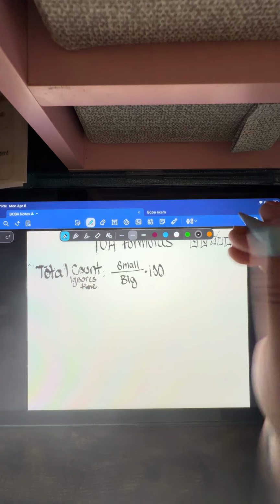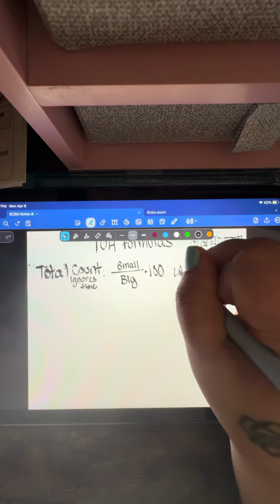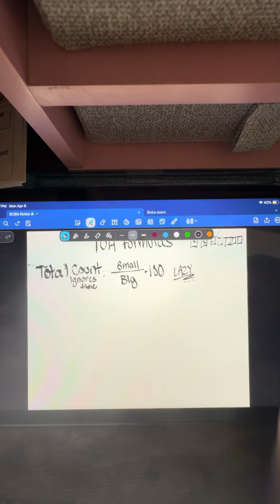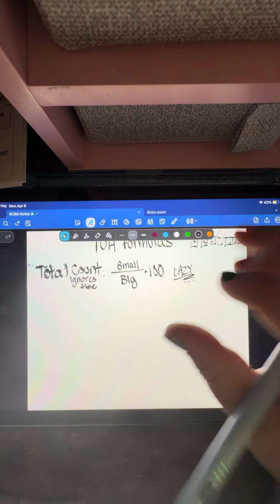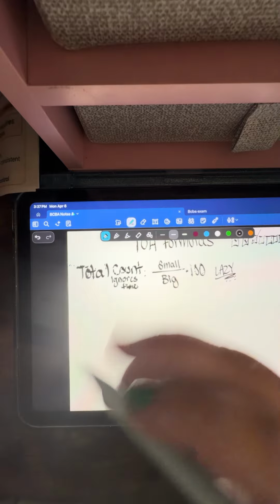It's the lazy one. That's what we remember it as. Lazy. It's super lazy. It ignores the time. It's not going to give you the best representation of your data, but it's IOA nonetheless.